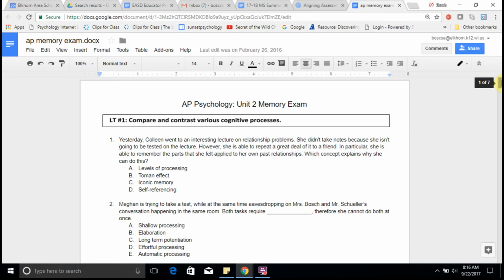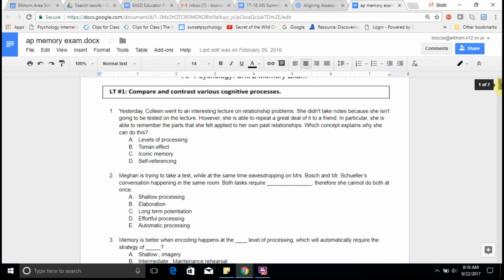So this gives you a nice visual of making sure that you're aligning those questions to learning targets. Then you can literally read the questions and make sure that they're asking students to do what you've taught them.